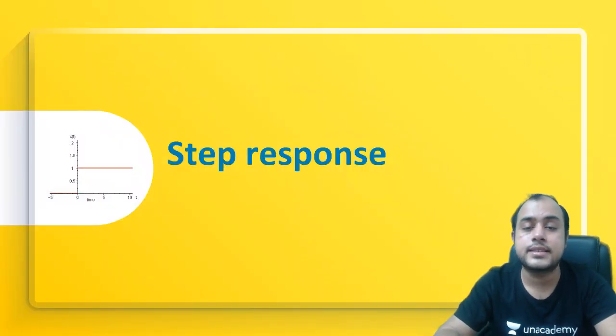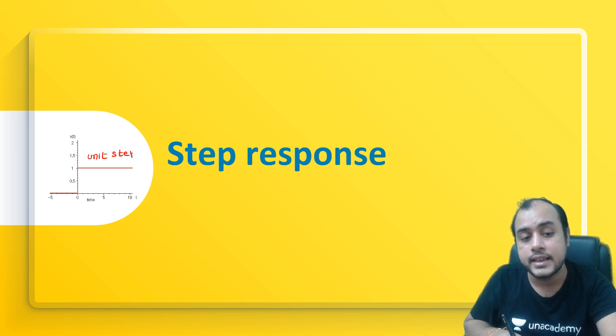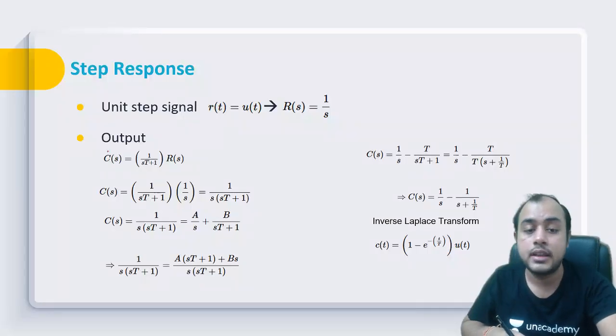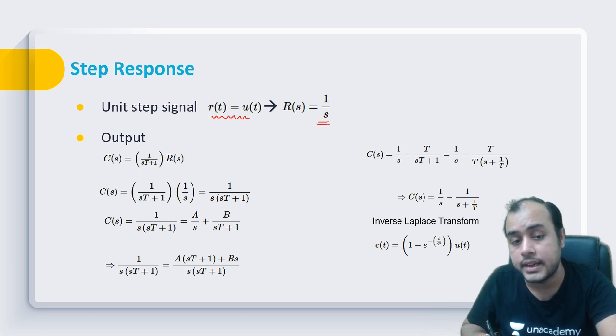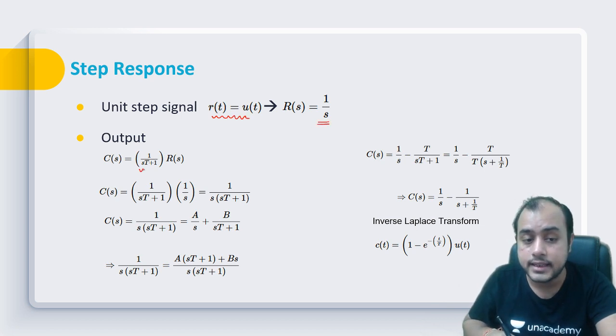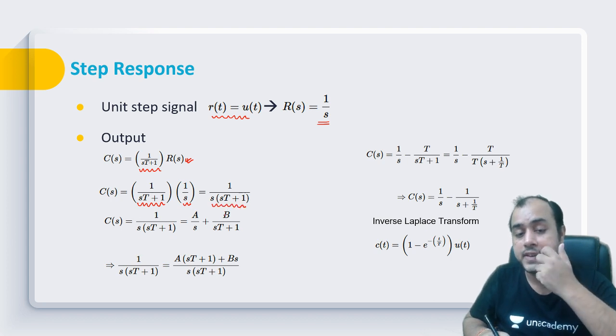The next is the step response. The process remains the same. The input is now a unit step function. So first let us derive and then we will plot. So R(t) is actually u(t), which means R(s) is 1 by s. So C(s) is the transfer function into R(s): 1 by (sT plus 1) into 1 by s, that is 1 by s(sT plus 1).